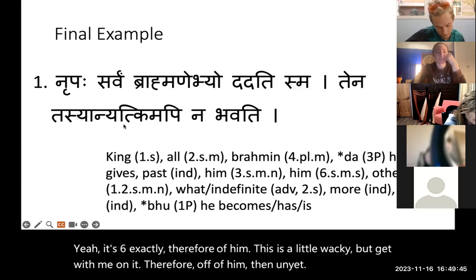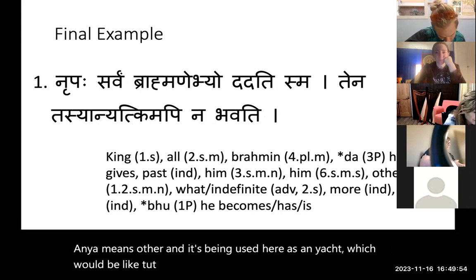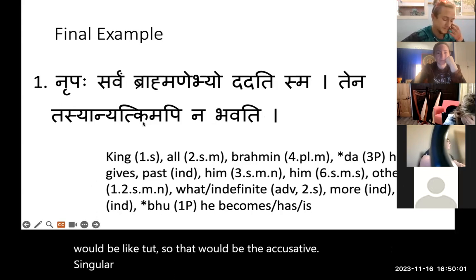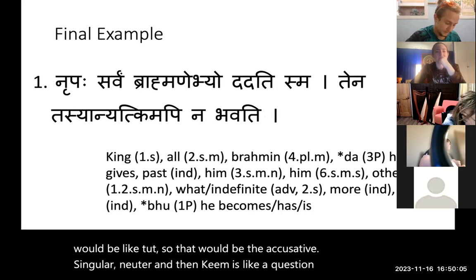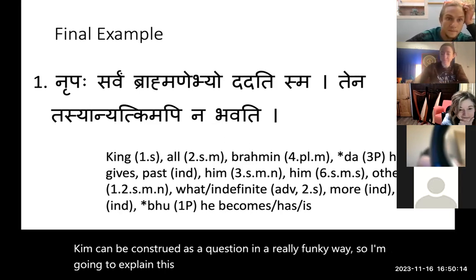Anya means other. And it's being used here as anyat, which would be like tat. So that would be the accusative singular neuter. And then kim is like a question. However, kim can be construed as a question in a really funky way. So I'm going to explain this, and then I want you to read it and translate it all the way through yourself. All right, are you ready?